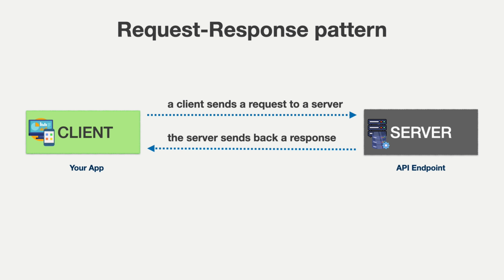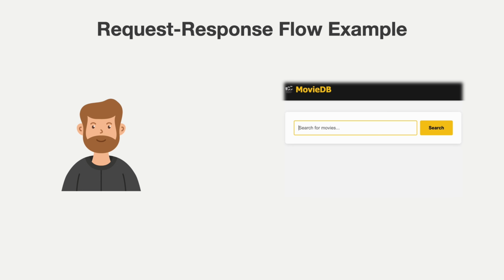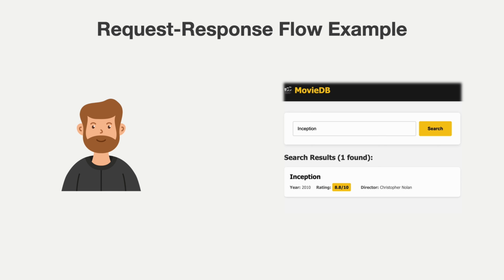Let's make this concrete with an example. A user wants to find information about their favorite movie, Inception. They open a movie database app, type Inception, and hit search. Instantly, they see results: title, director, year, rating. Here's what happens behind the scenes to make that work.